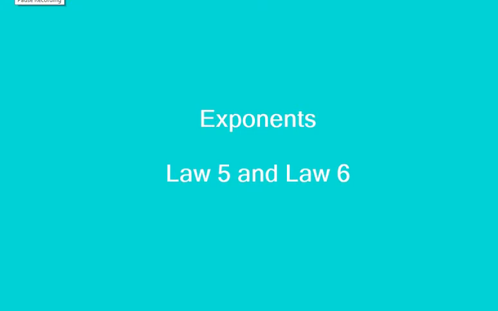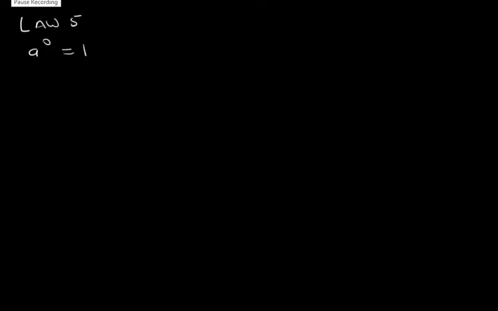Today we are going to be discussing Law 5 and Law 6 of exponents. Now Law 5 in exponents says that anything to the power naught is equal to 1. In other words, if I have 2 to the power 0, that will give me 1.